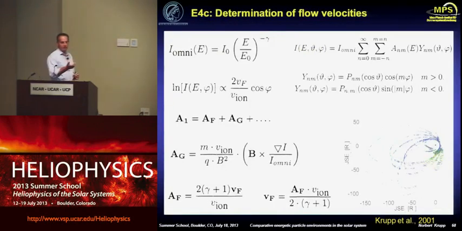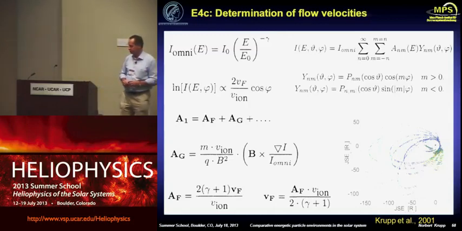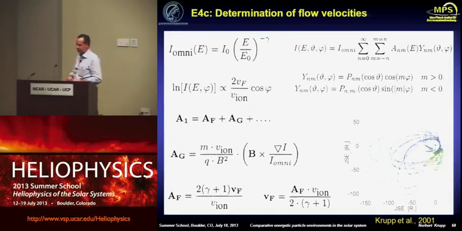I mentioned that we can also determine flow velocities out of our directional information, and this is just an illustration of what has been done with the Galileo data, where we have, as I showed you before, an intensity profile, which is a power law. You can just, to first order, find out that this intensity is a function of the flow velocity and the cosine of your look direction.